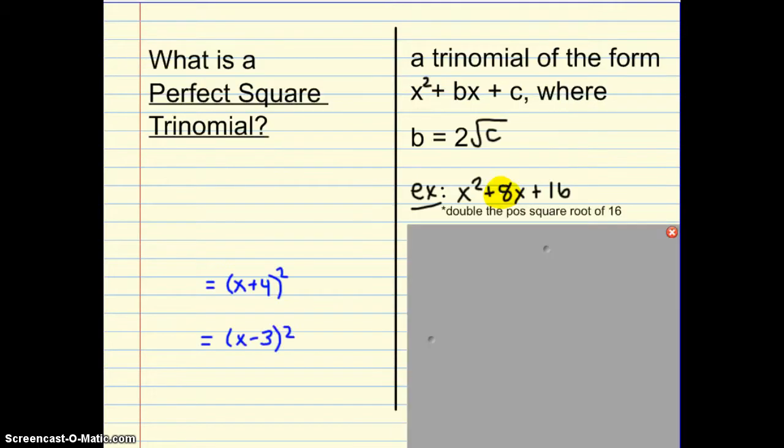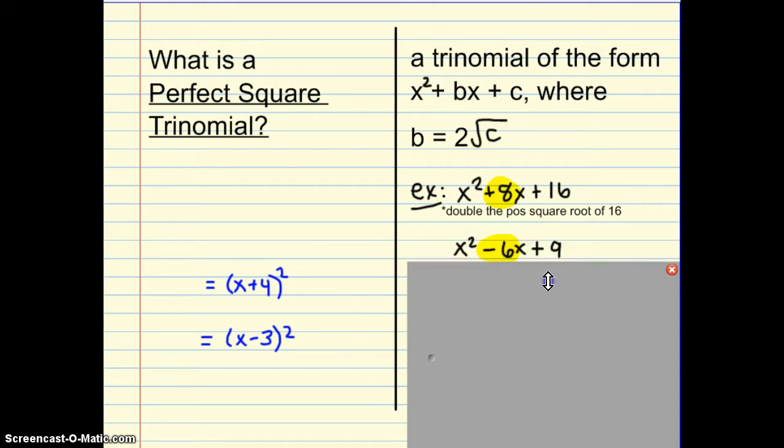We're going to start with perfect square trinomials. A perfect square trinomial is a trinomial of the form x squared plus bx plus c, where b is twice the square root of c. So for example, x squared plus 8x plus 16, our 8x is double the positive square root of 16.